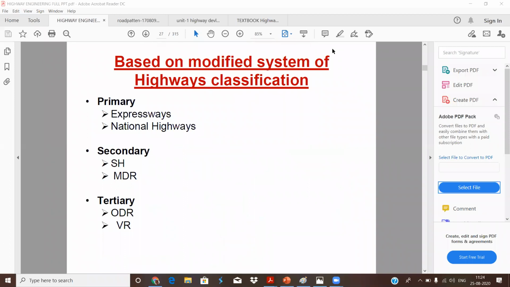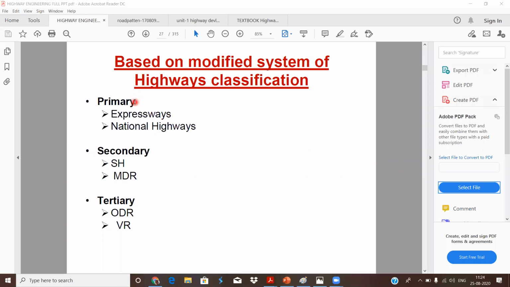Next one, based on the modified system of highway classification, or simply based on the third 20-year road development plan. In the third 20-year road development plan, the classification of highways is mainly categorized into three types: primary, secondary, tertiary.